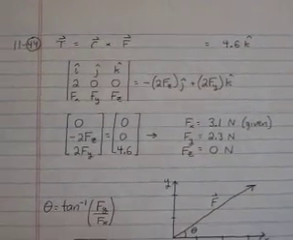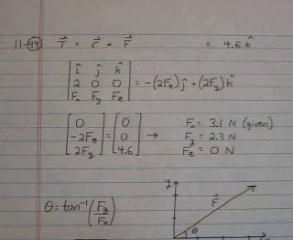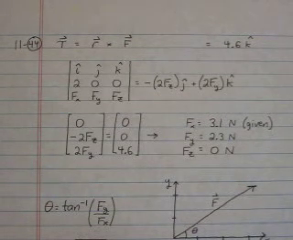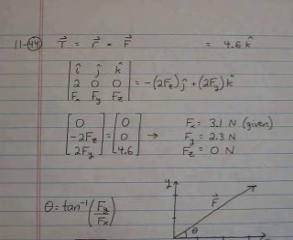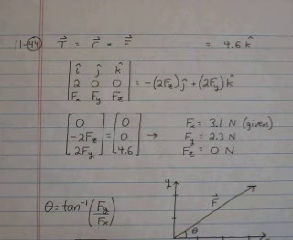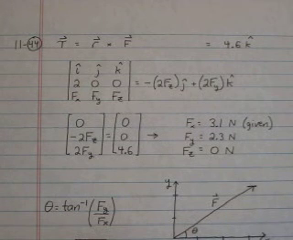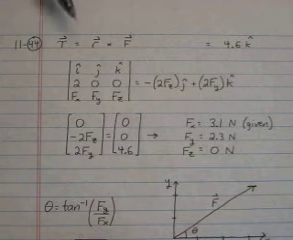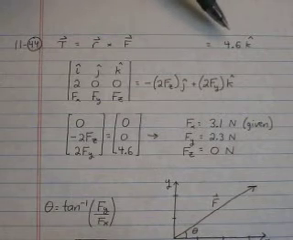Number 44. A force is applied at a point (2, 0, 0) and produces a torque of 4.6 k hat about the origin. We're given the x component of the force. What angle does it make with the x-axis? Okay, so torque is the cross product of r and F vector, and we're given that it's 4.6 k hat.